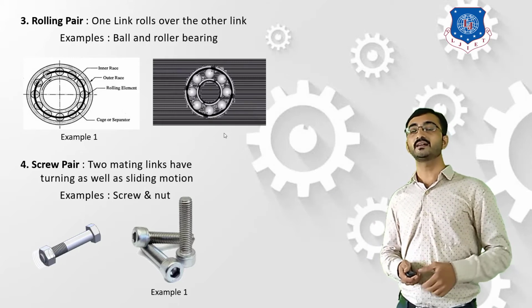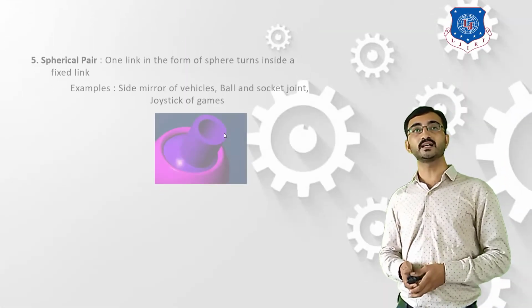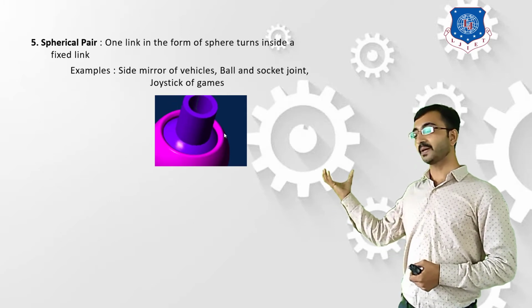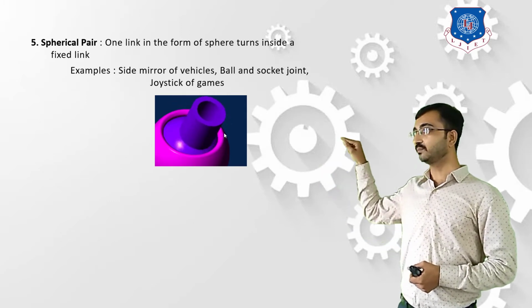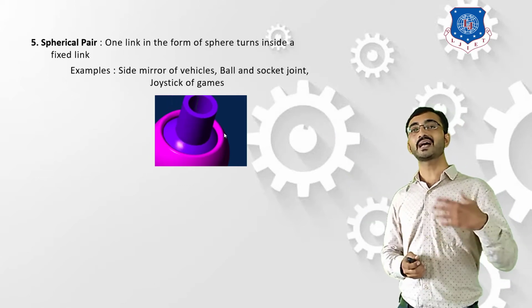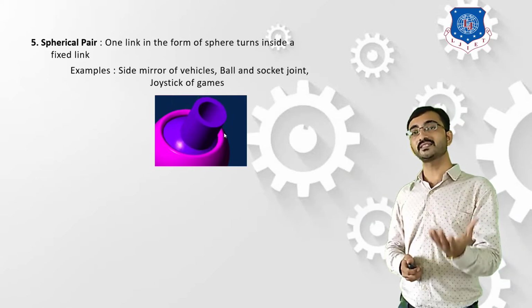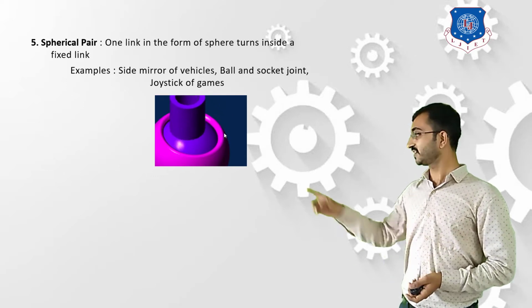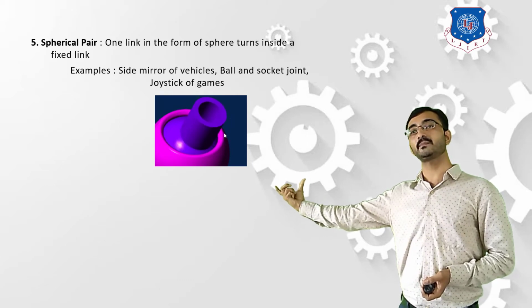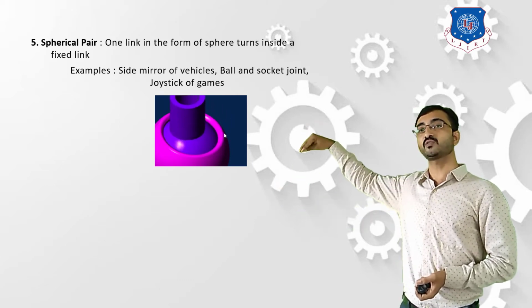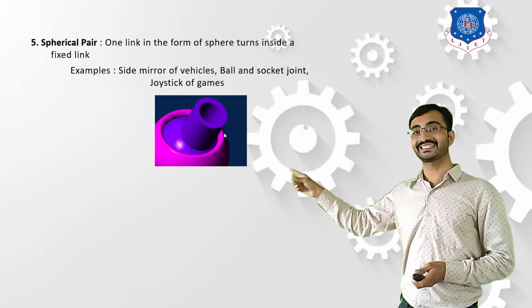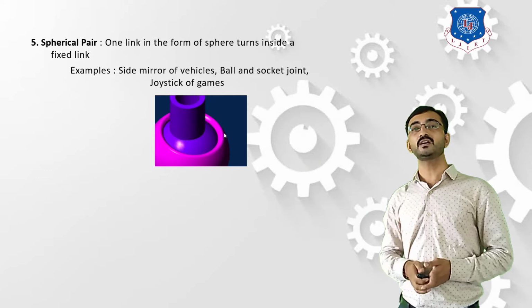Now let's learn the fifth type of pair, which is known as a spherical pair. As you can refer over here, with respect to this fixed body, your second body is able to rotate in 360 degrees. Here this one is your fixed element. With respect to this fixed element, if you make your object in a spherical shape, then due to this spherical shape it can rotate in 360 degrees. So it is the best example of a spherical pair.